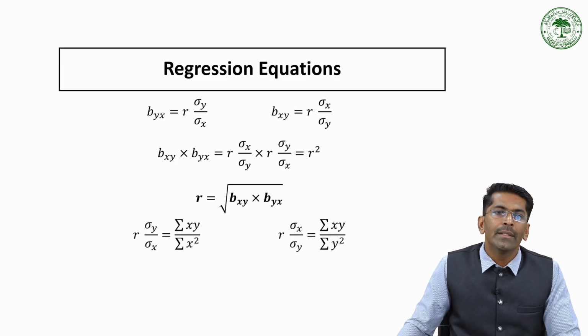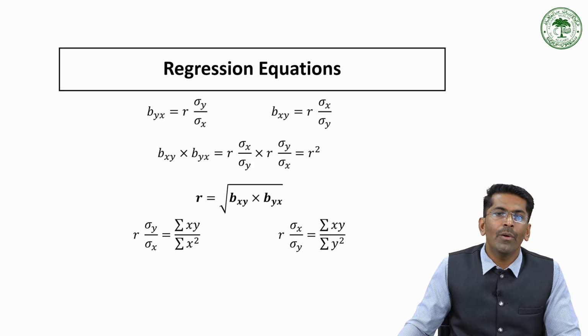So here, see the regression coefficient, that is here we are denoting byx. This is the regression coefficient of byx. That is, correlation into standard deviation of y divided by standard deviation of x, which is equal to the sum of xy divided by sum of x square. We are going to prove how we are reaching this particular formula, so we are going to discuss the derivation as well.